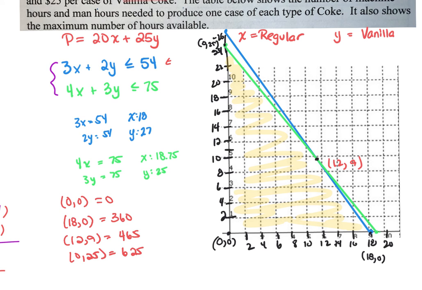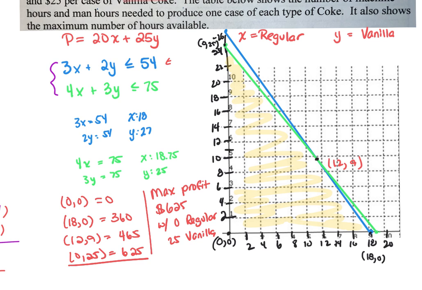What's my highest value? Well, this guy. But what does that tell me? My max profit is $625 with 0 regular and 25 vanilla. Now you may have some upset customers if you choose to do that. So there may be other options that you consider when you're making these choices. But if I'm strictly looking at profit, that's my profit.